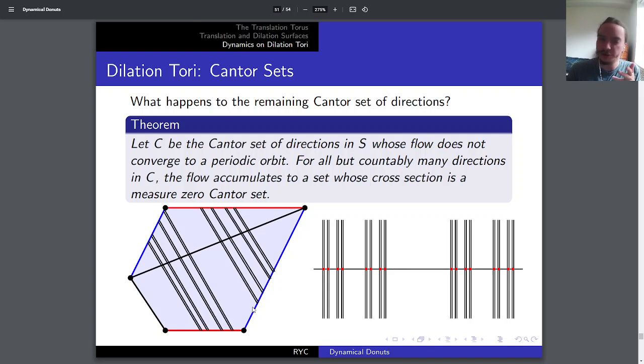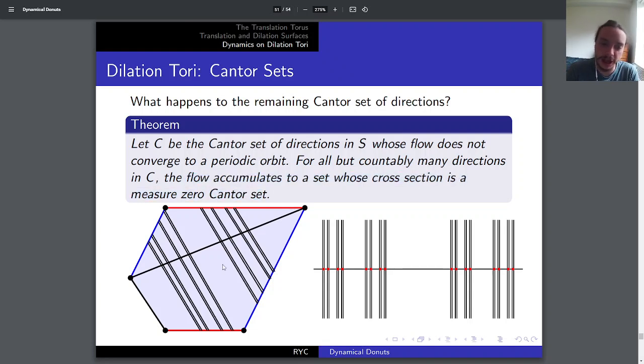Why are these flows converging to Cantor sets? It's really, really weird, and it's kind of hard to understand what's going on there. So let's talk about the theorem. The theorem says that if you take a direction in the Cantor set of all directions that do not converge to a periodic orbit, then, except for in a couple exception cases, that flow in that direction is going to accumulate to a set whose cross-section is a measure 0 Cantor set.